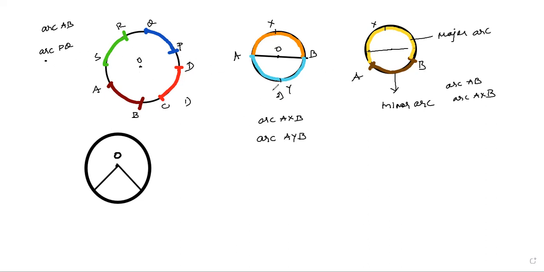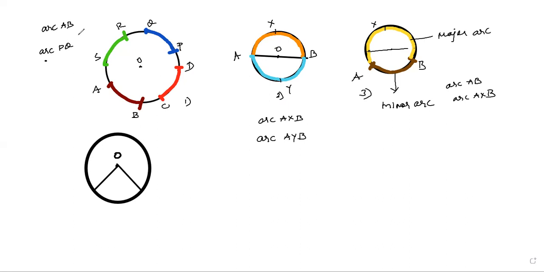Once again, I'll just repeat. This is figure number one, this is figure number two, this is figure number three. In figure number one, I told you, children, an arc is nothing but a part of a circle. So all this brown part, red part, blue part, green part, they are parts of the circle. They are arcs of a circle. Every arc has two endpoints. So I can name an arc with the help of its endpoints: arc AB, arc BC, arc CD, arc PQ.